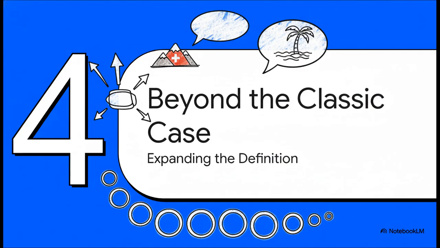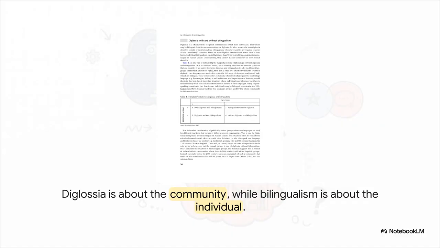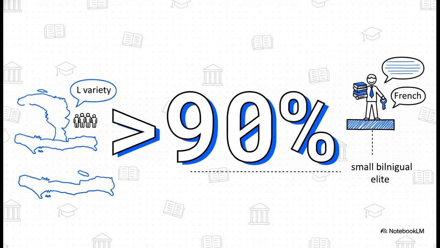Okay, so far, we've been talking about different varieties of the same language. But what happens when you've got two completely unrelated languages in the mix? Well, the concept of diglossia has actually expanded to cover that too. This brings up such a crucial point. Diglossia is about the whole community, while bilingualism is about the individual. A whole country can be diglossic, with H and L languages doing different jobs, but that does not mean every single person who lives there is bilingual. In Haiti, for example, more than 90% of the population is monolingual. They only speak the L variety, Haitian Creole. This means access to power, to education, to government is often limited to a very small bilingual elite.